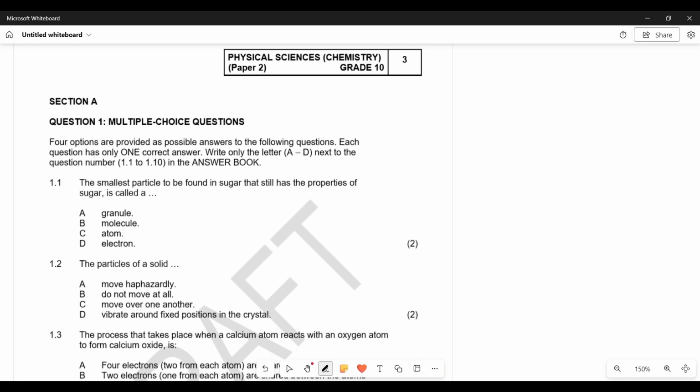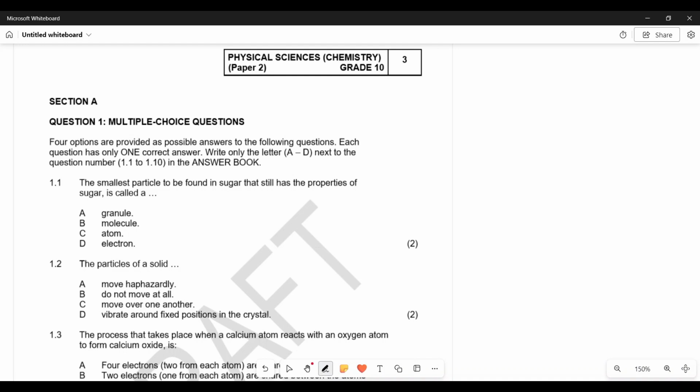So in this video, we're going to be doing a previous question paper, paper 2 from your 2021 November paper. Now we're going to start off with section A, and to be specific, question 1, which is multiple choice. Now, 1.1 says the smallest particle to be found in sugar that still has the properties of sugar is called... Now, what is the smallest particle?